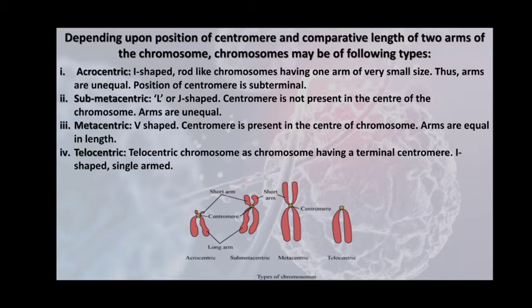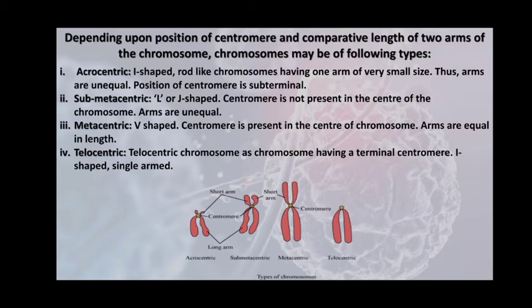Now, what is submetacentric? Submetacentric chromosomes look like English alphabet L or J. For submetacentric chromosome, centromere is not present in the center of the chromosome. Arms are unequal. Now, what is metacentric chromosome? For metacentric chromosome, centromere is present in the center of the chromosome. For that reason, this chromosome looks like English alphabet letter V. Arms are equal in length.